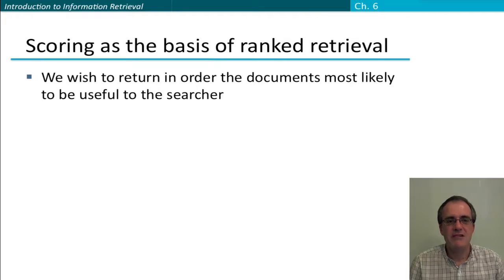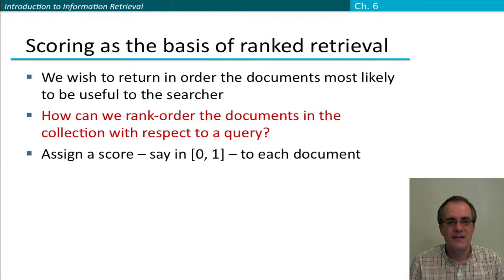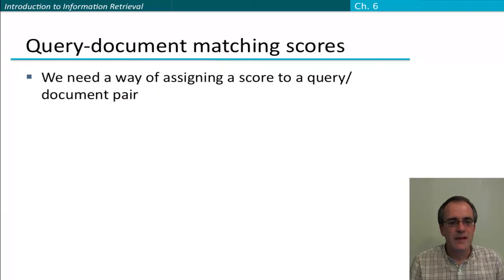So the basis of ranked retrieval is having a good system of scoring. We need to be able to return the documents that are most likely useful to the searcher. And so that raises the question of how we can rank order the documents with respect to a query. The method we'll look at to do that is the idea that we should assign a score, say a number between 0 and 1, to each document. This score measures how well the document and the query match each other. So we need a way of assigning a score to a query document pair.